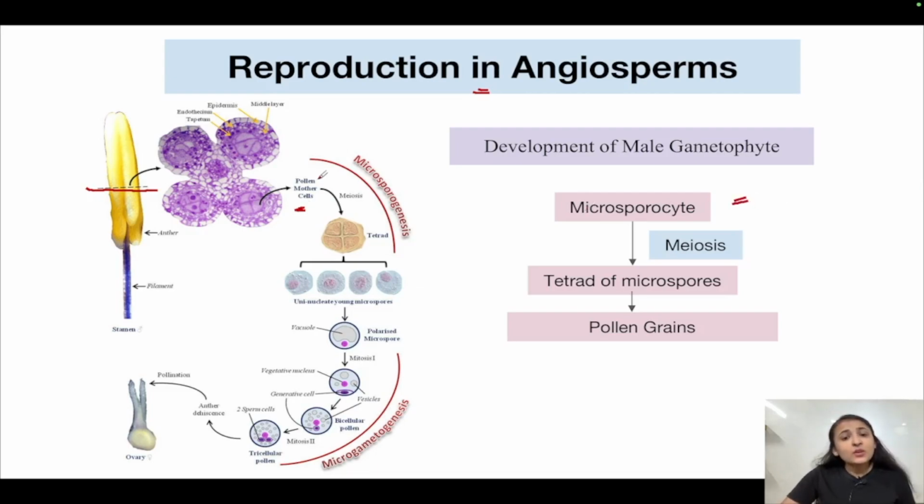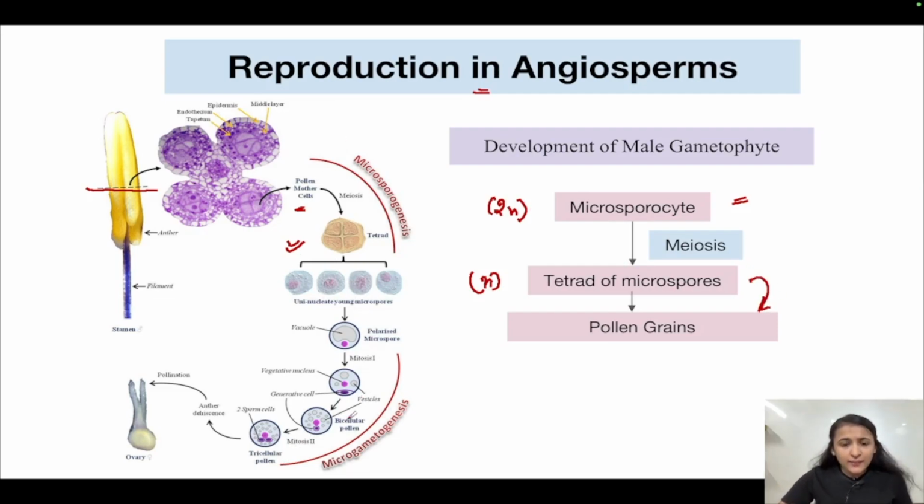These are diploid. When they undergo meiosis, they form a tetrad of microspores. After meiosis, the cells that are formed are haploid, so we are writing N here. So this is the tetrad of microspores that is formed. Now each microspore will develop into a pollen grain.